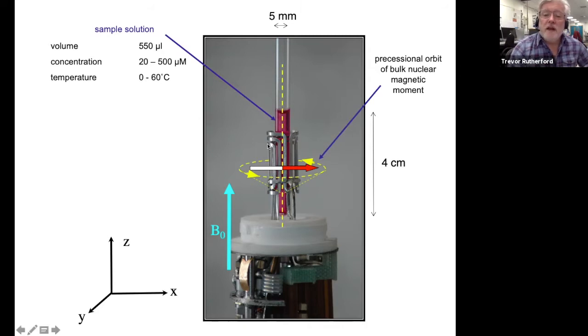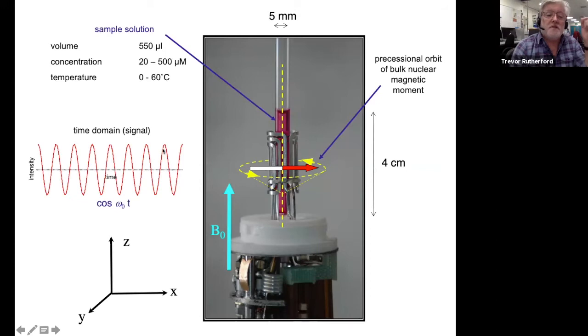So inside the spectrometer we have the precessional orbit. The bar magnets are spinning around and producing a net bulk nuclear magnetic moment, and that is strong enough for us to detect the rotation of that in the receiver coils. As that happens, it generates a sinusoidal oscillating electrical signal in the receiver circuit. Right? That is the basic NMR signal that we are going to be working with.